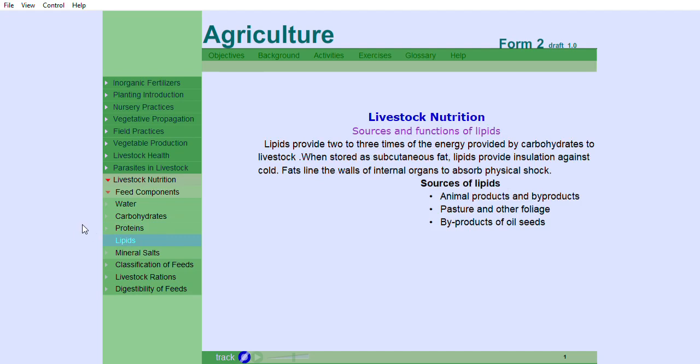Lipids provide 2 to 3 times the energy provided by carbohydrates to livestock. When stored as subcutaneous fat, lipids provide insulation against cold. Fats line the walls of internal organs to absorb physical shock. Sources of lipids: animal products and byproducts, pasture and other foliage, and byproducts of oil seeds.